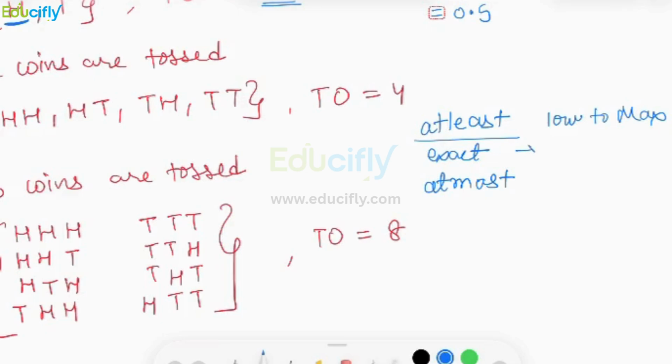Exact means whatever they are asking, you are simply going to write that. No excuses, no assumption, nothing is there. Okay, exact means straight value, whatever they are asking, you are going to write that straight. At most means we are talking about maximum value, right? When we talk about the maximum value, then we are going till the low value. Okay, now how does this work?